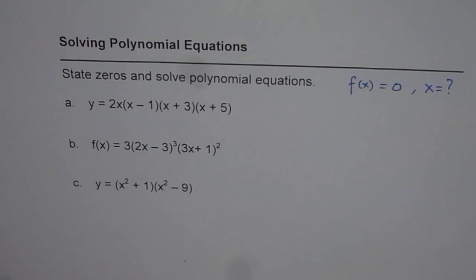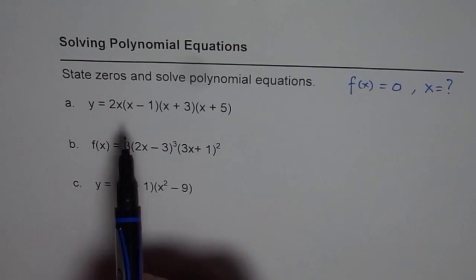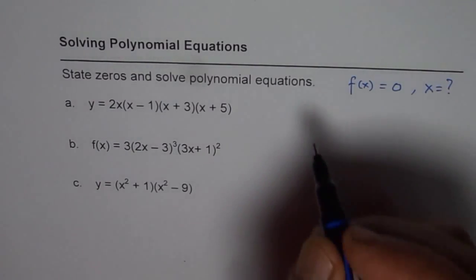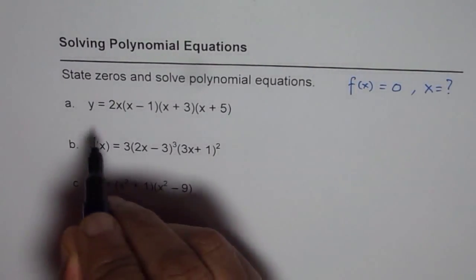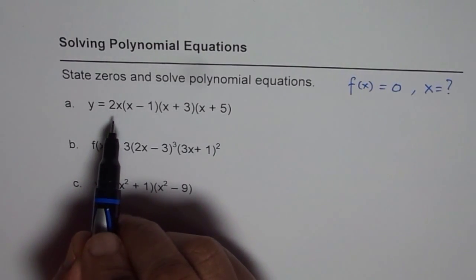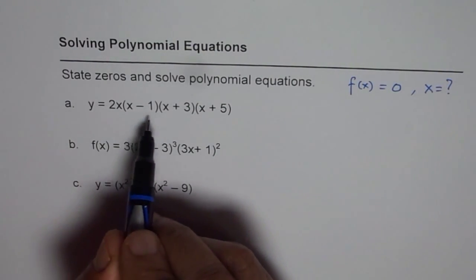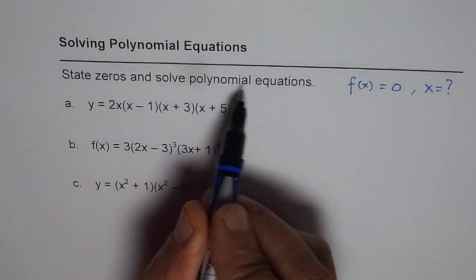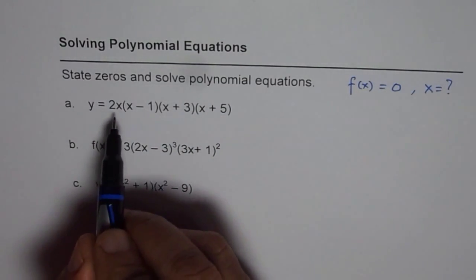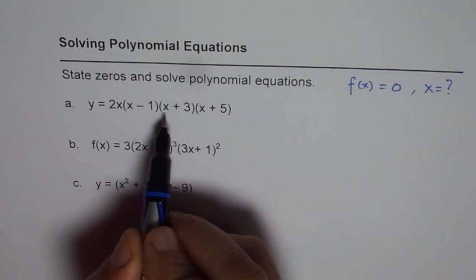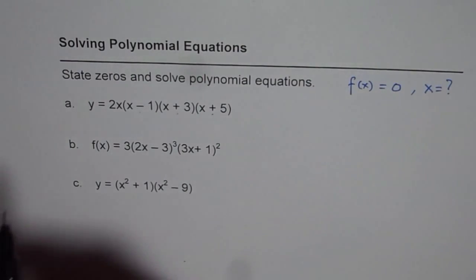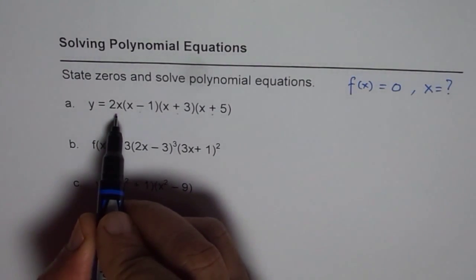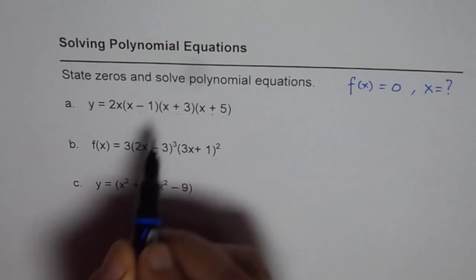This is the very first question for us, and we are given the polynomial equation in factored form. So it's kind of simpler. We know if you multiply anything by 0, you get 0. So finding zeros is in a way solving the equation. Now here we have 4 factors, 1, 2, 3 and 4. Let's find zeros by equating each factor to 0.